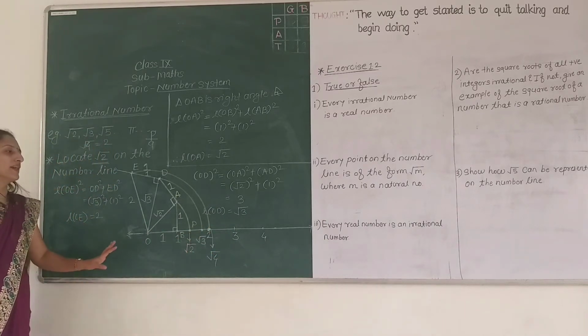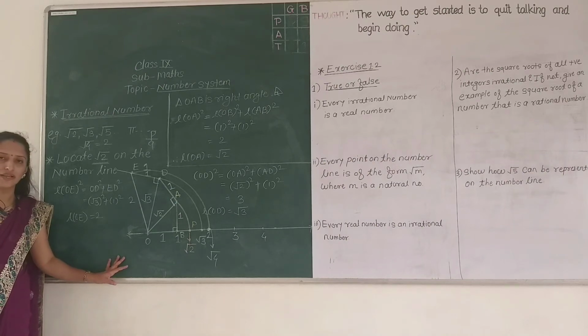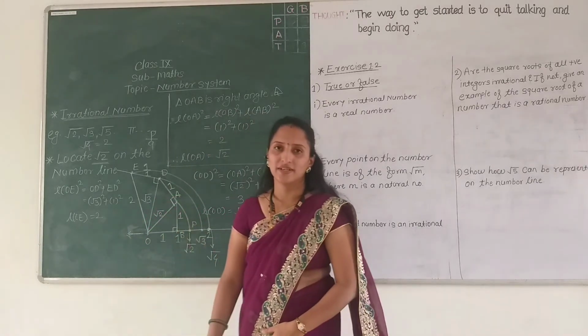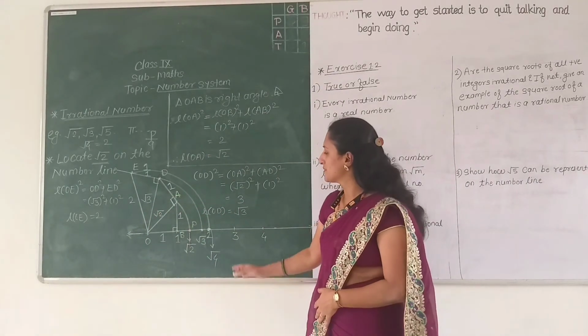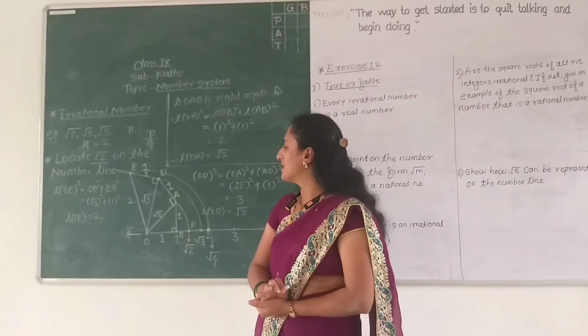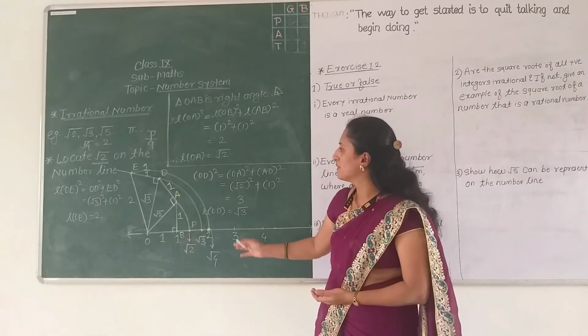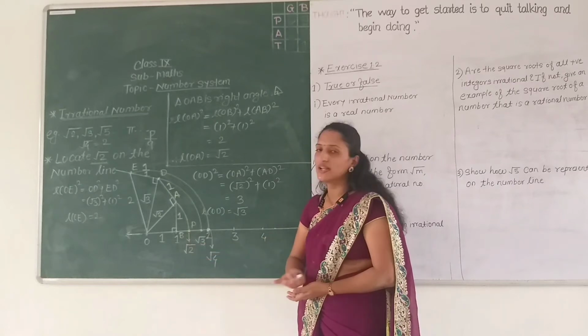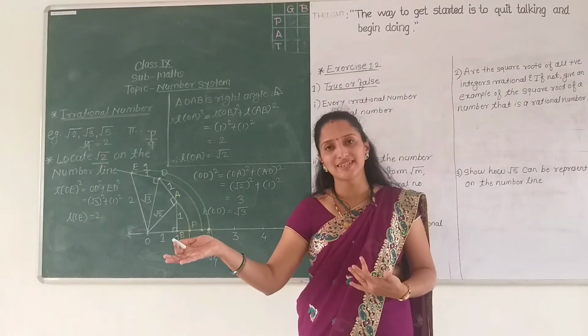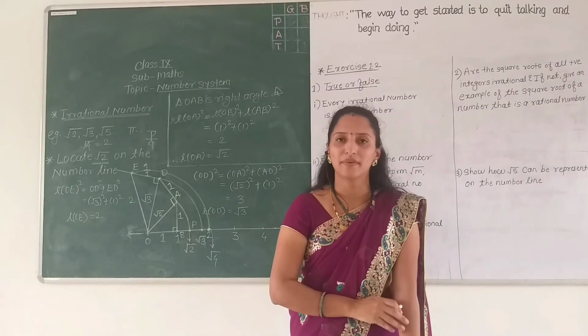the point root 5 on the number line. So it's very simple and very easy. So students, try this at home to construct or to locate the irrational numbers root 2, root 3, root 5, root 6, and so on, on the number line.